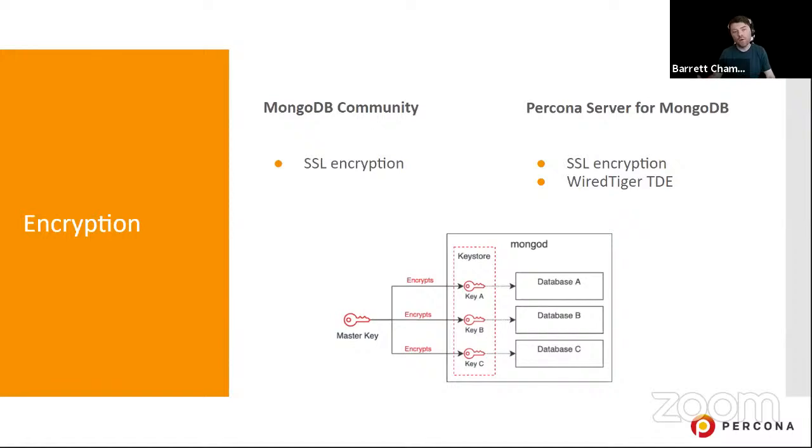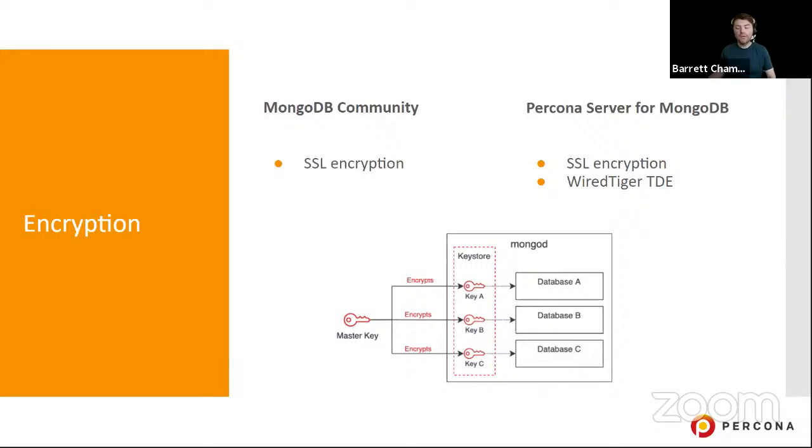What we're seeing more and more is security organizations within companies are requiring that there be at-rest encryption at the database level. So MongoDB Enterprise offers this with WiredTiger encryption, and Percona Server for MongoDB also offers this with WiredTiger transparent data encryption. TDE means essentially the application doesn't need to be aware of the encryption that you've done at the database layer. So you're fully managing that on the database side.